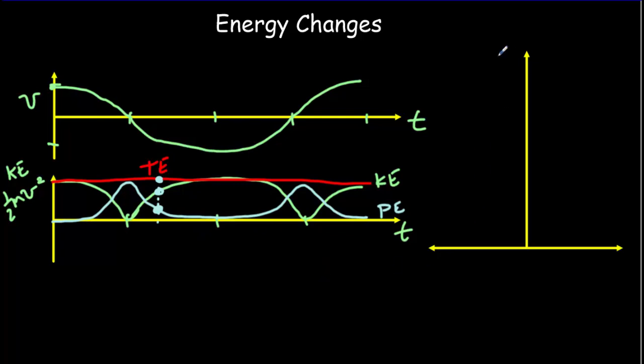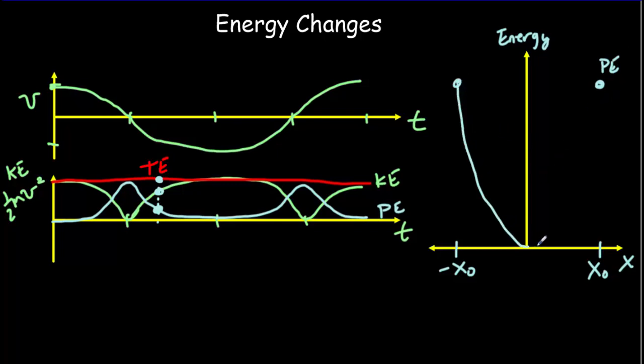I might also plot these on a graph that has energy along the vertical axis and displacement along the horizontal axis. So of course my displacement would range between the negative value of the amplitude and the positive value of the amplitude. Right at the end points, my potential energy would be a maximum. And it drops down to zero potential energy at the equilibrium point. And so the curve for potential energy looks like that.